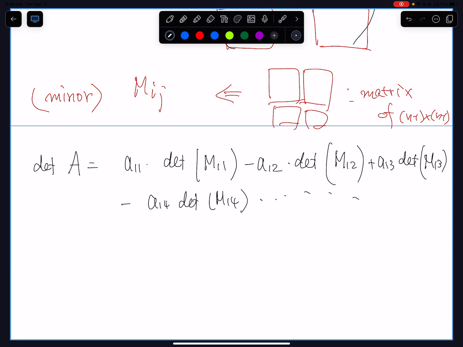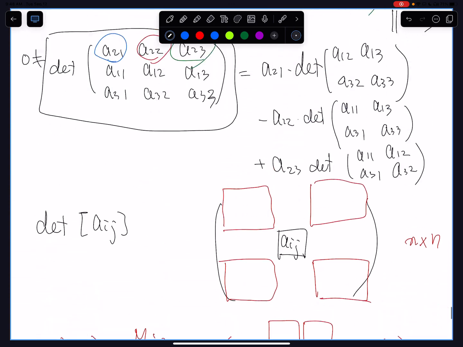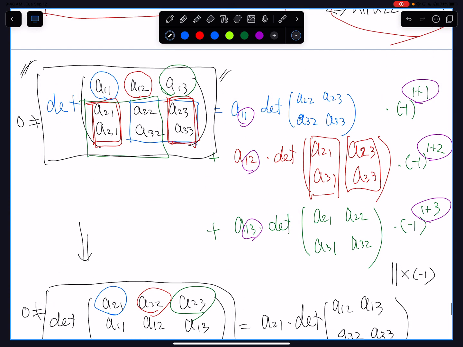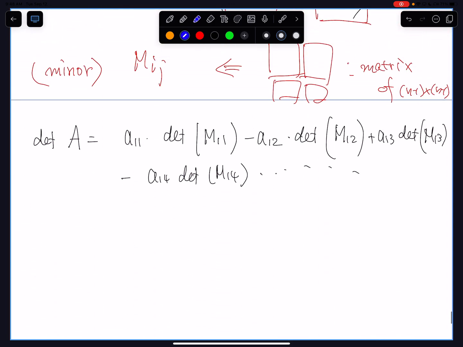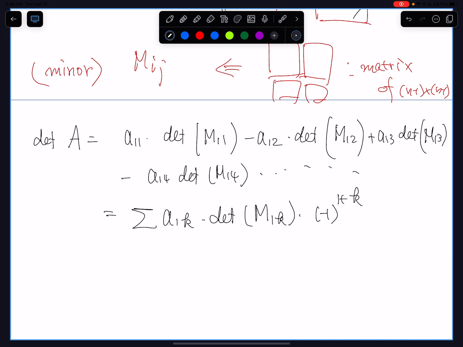Which were given by these here, right? Okay. So in summary, I can rewrite it as the sum of A1k times determinant of M1k times minus 1 to the power of 1 plus k, where k is 1 to n. So this is the determinant of A.